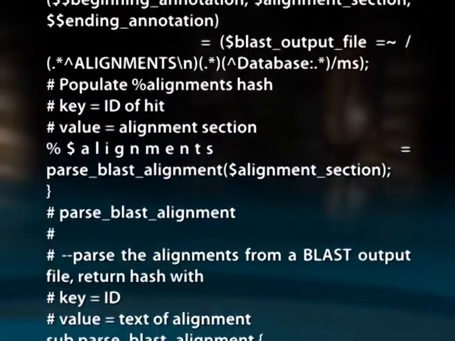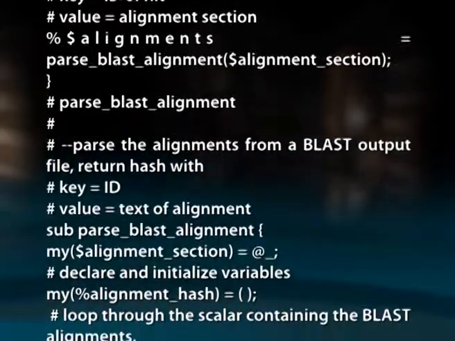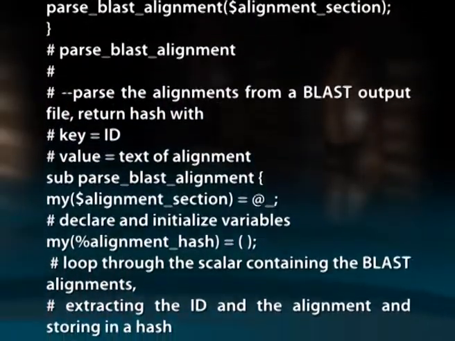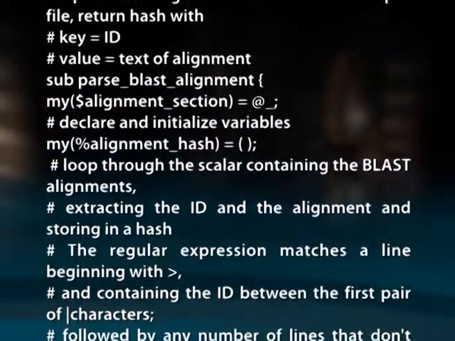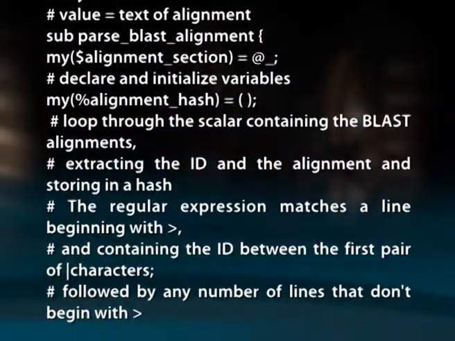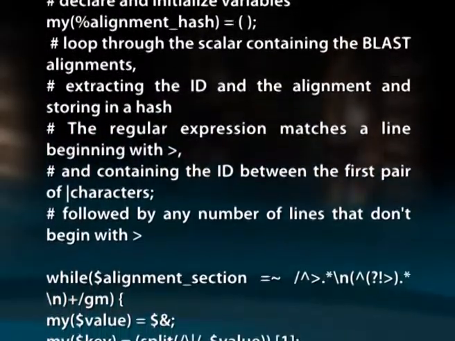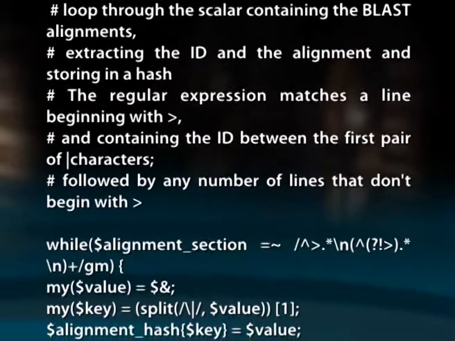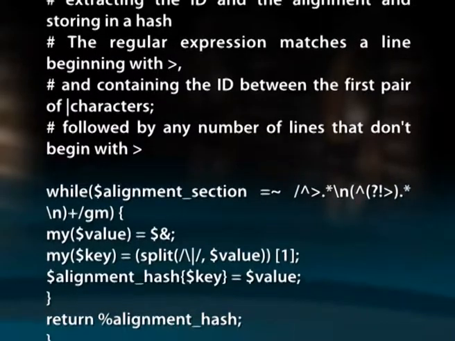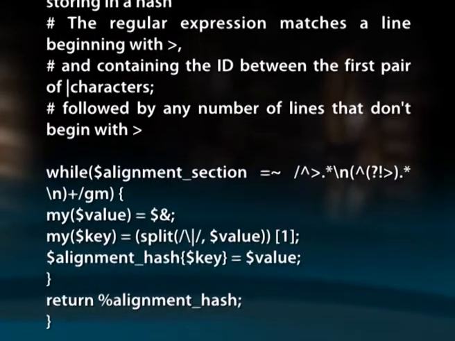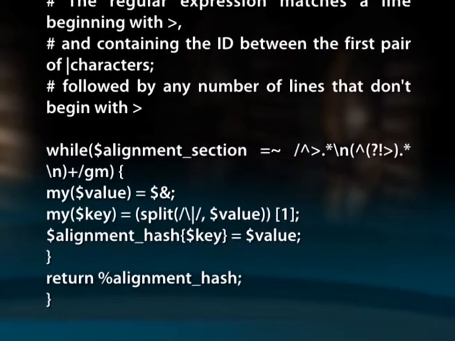The main program calls the parsing subroutine and prints the results. The arguments initialized as empty are passed by reference. The subroutine parse_BLAST does the top level parsing job of separating the 3 sections of a BLAST output file: the annotation at the beginning, the alignments in the middle and the annotation at the end. It then calls the parse_BLAST_alignment subroutine to extract the individual alignments from that middle alignment section.